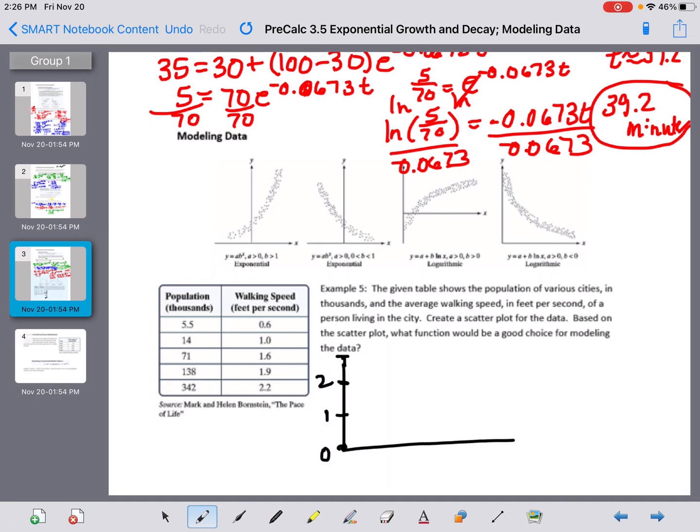Okay. So let's say this is 300,000, 200,000, 100,000. All right, so here's my population, right? Always good when you're drawing a graph to kind of scale it out first before you start putting any points here. And here's my walking speed over here.